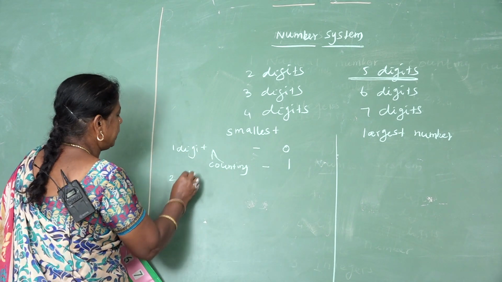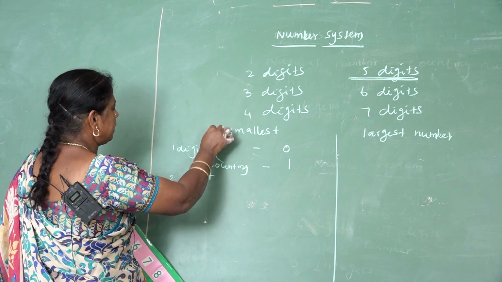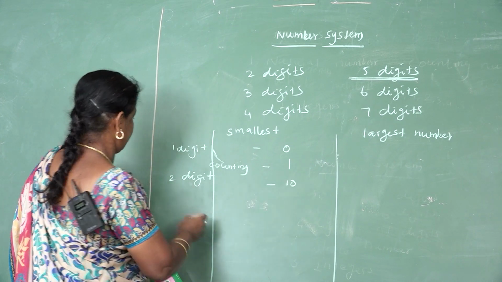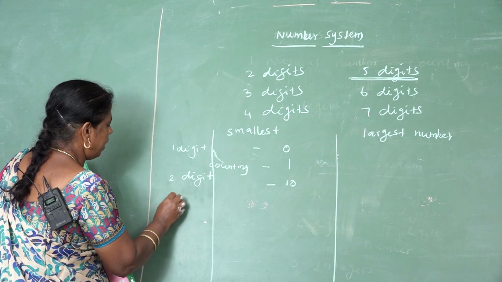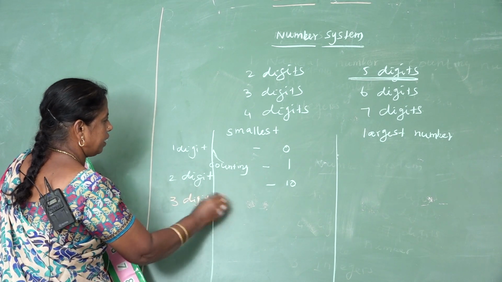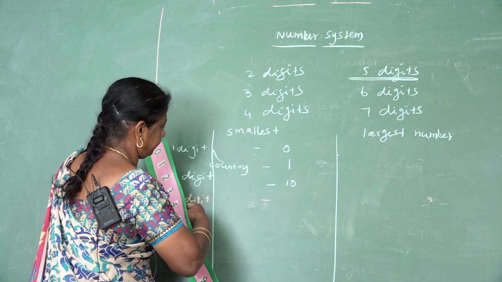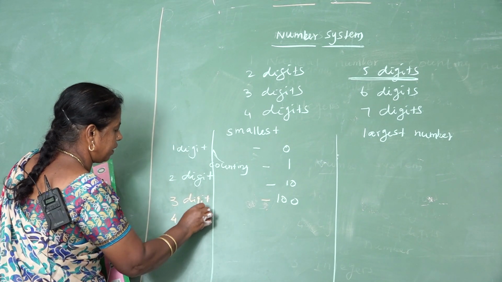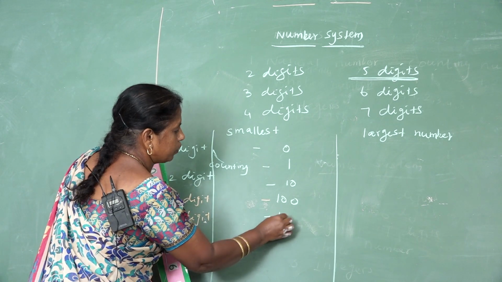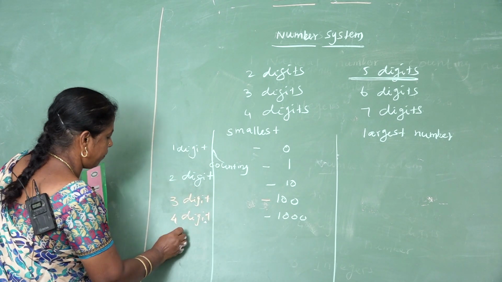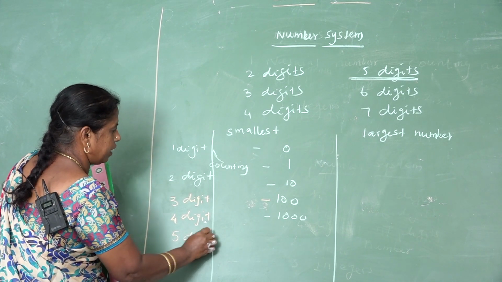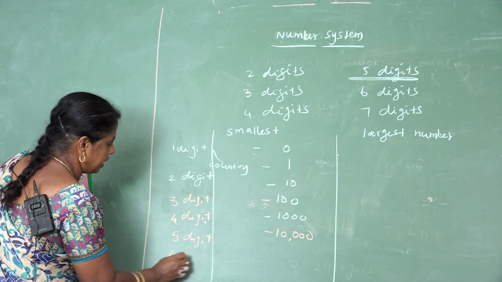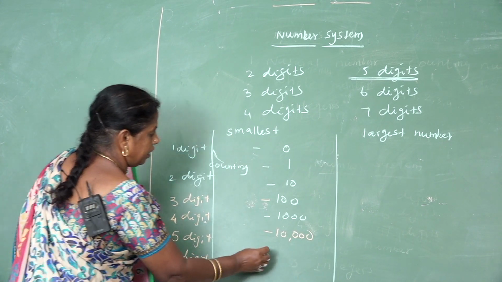Next, the smallest 2 digit number is 10. The smallest 3 digit number is 100. The smallest 4 digit number is 1000. The smallest 5-digit number is 10,000. The smallest 6-digit number is 1 lakh.